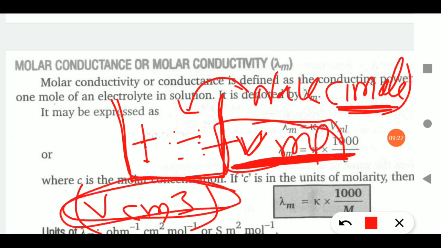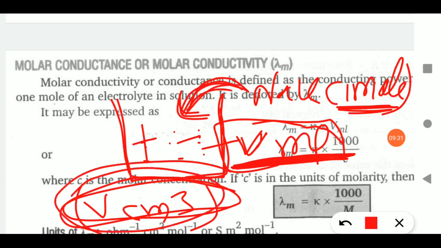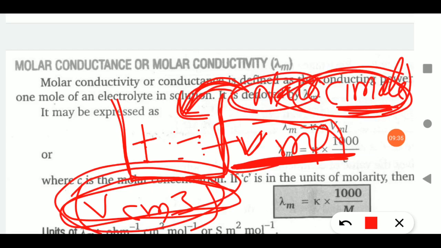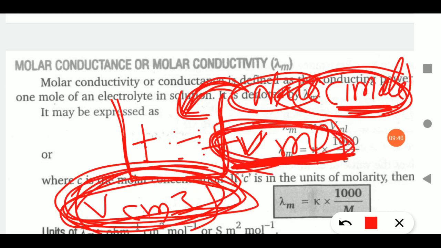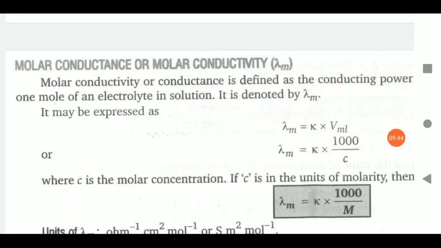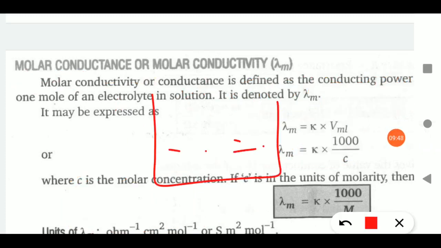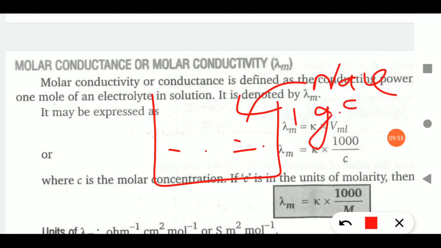So the conductance of 1 mole of electrolyte, which will give ions, present in V centimeter cube or V mL of the solution is known as what? Molar conductivity, because we are taking 1 mole. Second thing, suppose I am taking NaCl and its value is not 1 molar, its value is 1 gram equivalent.